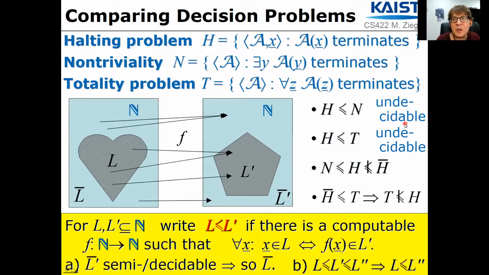So we've introduced a way of formally comparing decision problems by their degree of undecidability. We've applied this to compare these three decision problems, asserting that the halting and the non-triviality problem are equivalent, or equally undecidable: both are semi-decidable, and none are decidable. The totality problem is even one stage higher. In particular, it's not even semi-decidable.